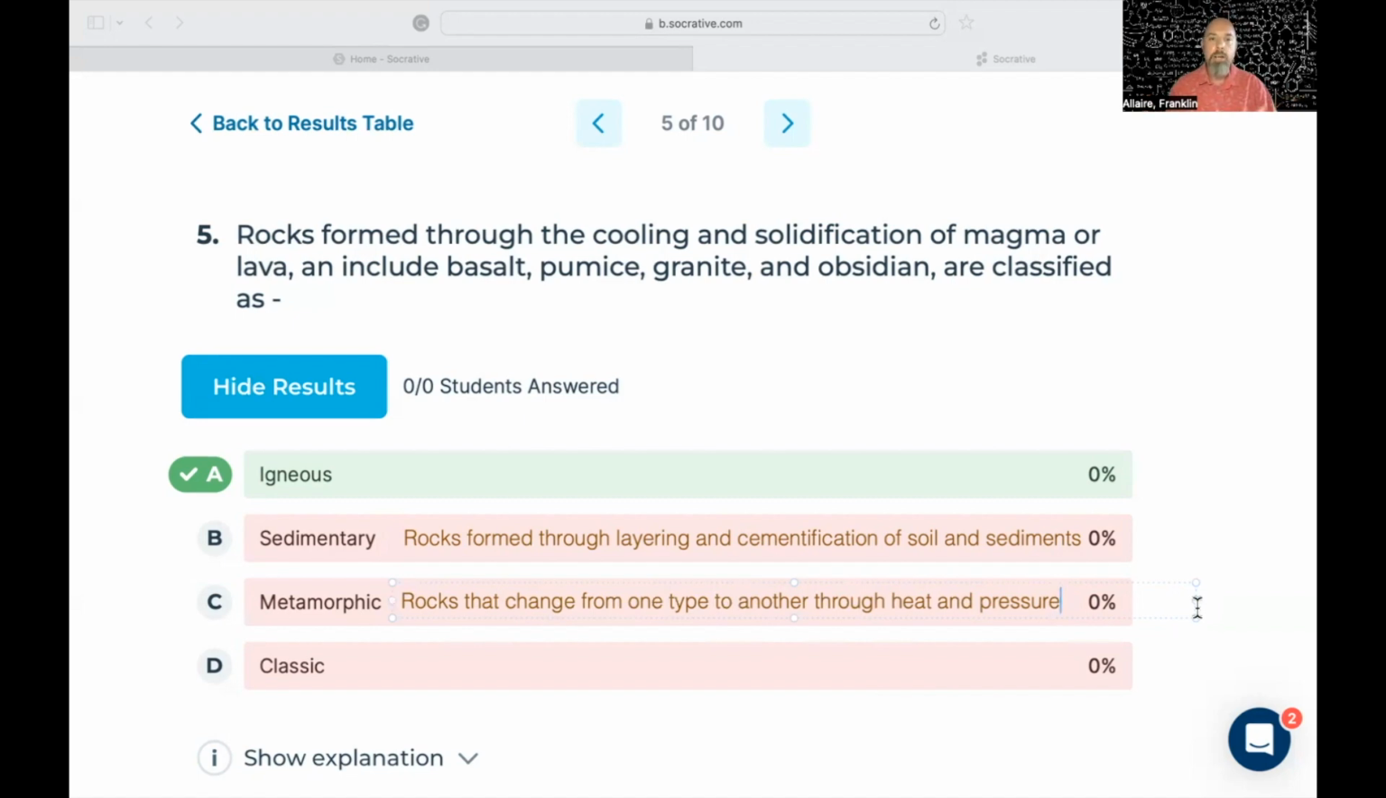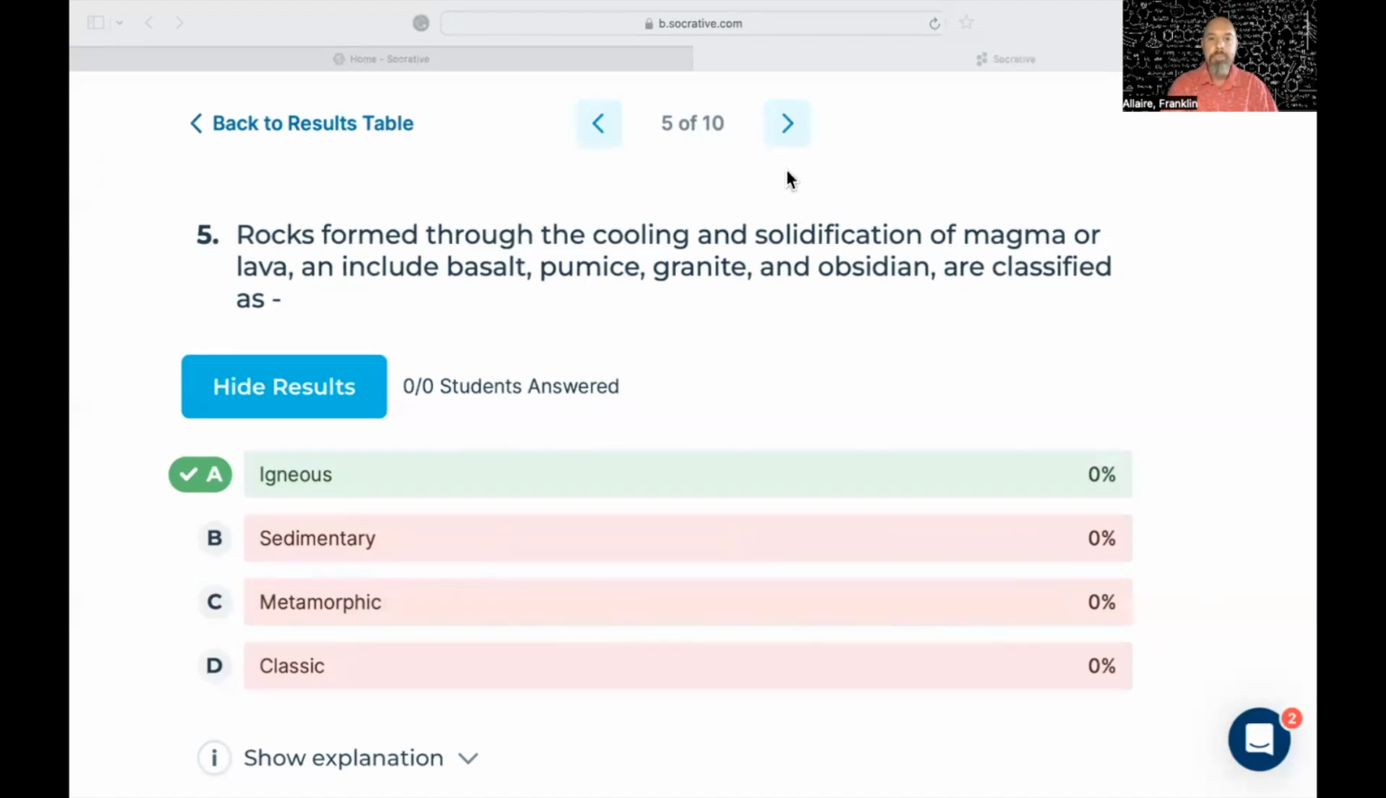And classic rock, of course, is a subject of musical debate amongst lots of people.